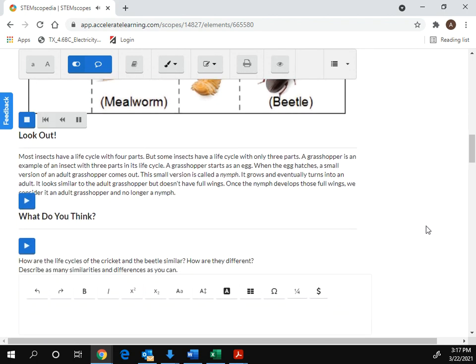Look out! Most insects have a life cycle with 4 parts. But some insects have a life cycle with only 3 parts. A grasshopper is an example of an insect with 3 parts in its life cycle. A grasshopper starts as an egg. When the egg hatches, a small version of an adult grasshopper comes out. This small version is called a nymph. It grows and eventually turns into an adult. It looks similar to the adult grasshopper but doesn't have full wings. Once the nymph develops those full wings, we consider it an adult grasshopper and no longer a nymph.